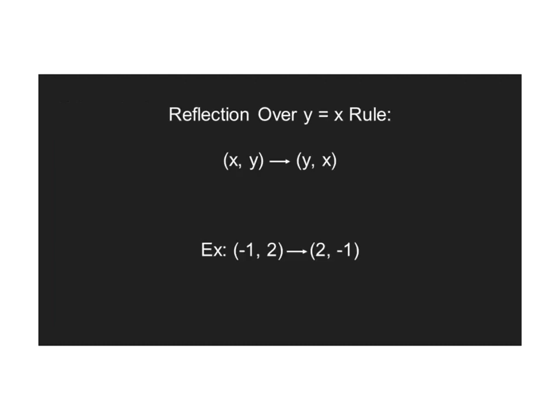The rule for a reflection over the line y equals x is going to be (x, y) will switch to (y, x). So they're just going to switch spots, and you can see in the example below, my first point is (-1, 2), and when I used the rule, all they really did was flip places, and now it's (2, -1).